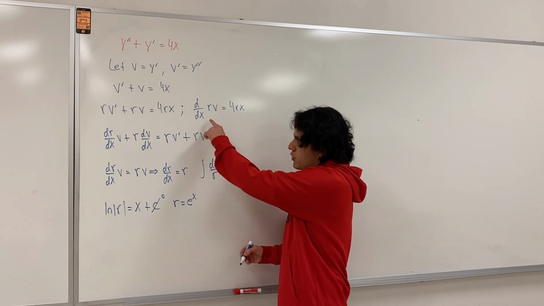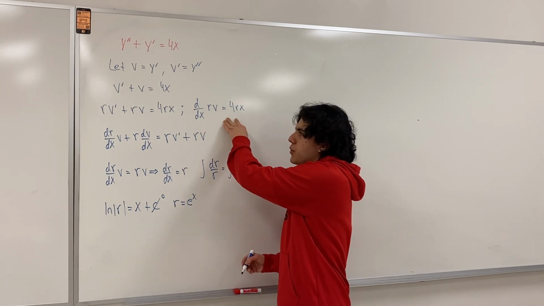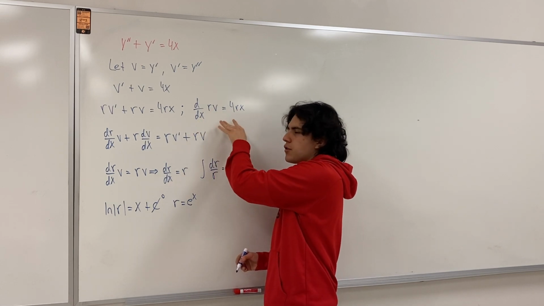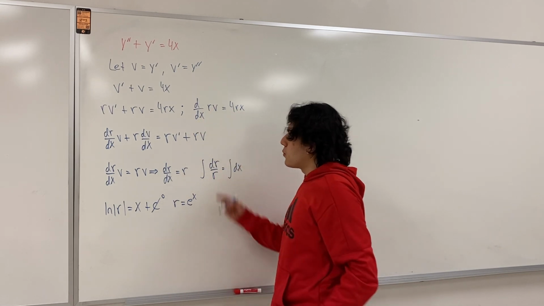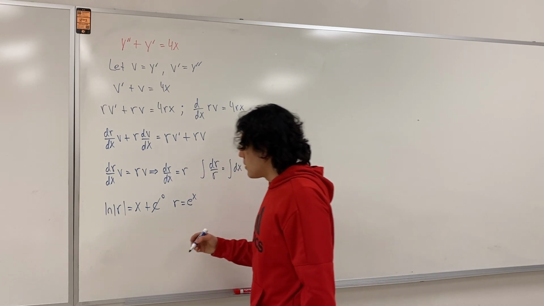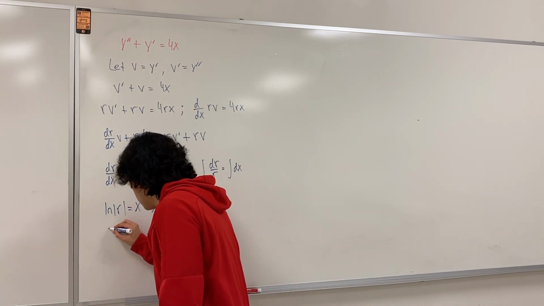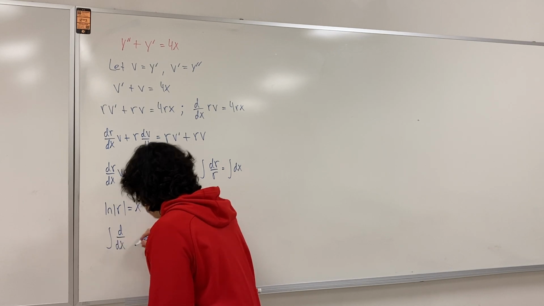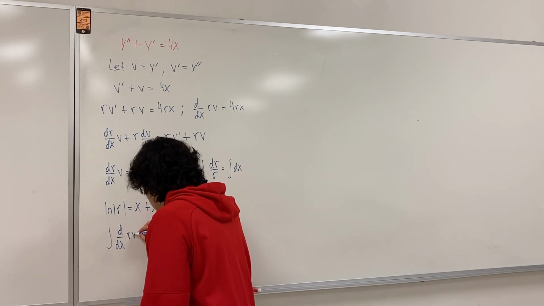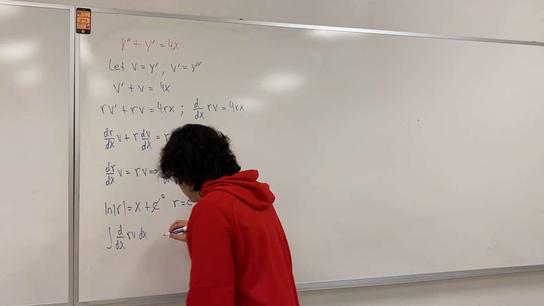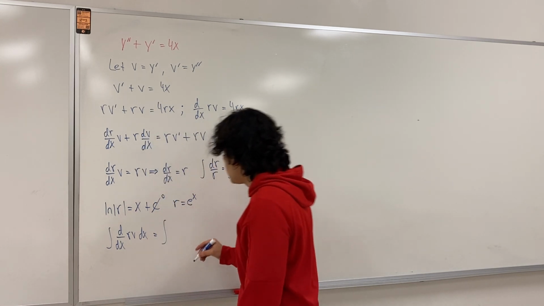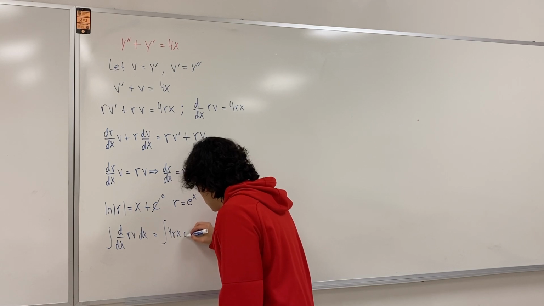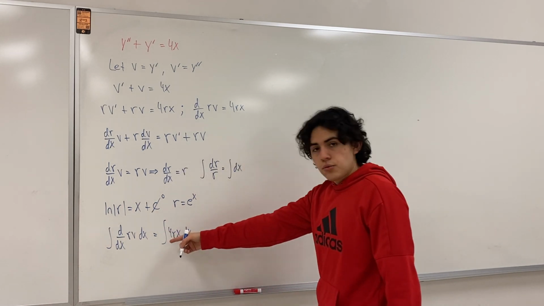Now, going back to this, why do we want to make this equation true? If you've never seen this method before, you should be concerned about this, but there's a really good reason why we make this. Notice that if you integrate both sides of the equation with respect to x, you're going to get this. The antiderivative of d dx of r times v with respect to x should be equal to the antiderivative of the other side, which is 4rx dx, okay? This is what we have, right?